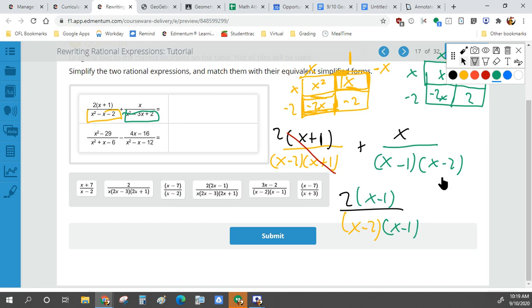The reason why I do this is because now our bottoms are exactly the same. I kind of mixed them around, but just remember with multiplication, you can always mix them around.